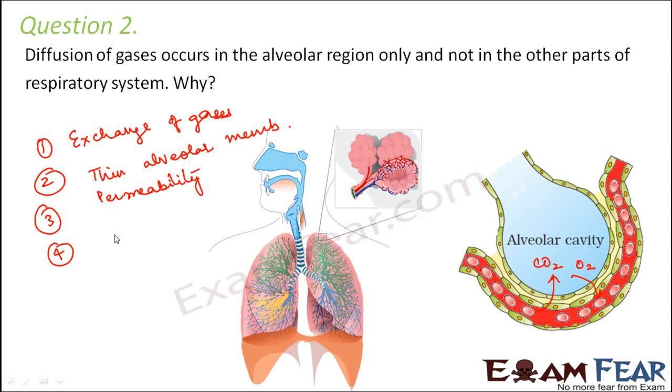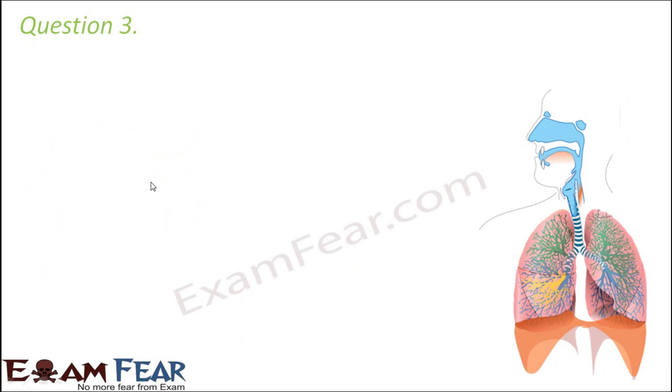Moreover, it is quite close to the blood capillaries or the blood vessels, whatever you call it. So for other parts of the respiratory system, whether you talk about the nostrils or the nasopharynx, all these conditions are not satisfied. So that means alveoli are structured in this fashion so that exchange of gases takes place only in the alveolar region.